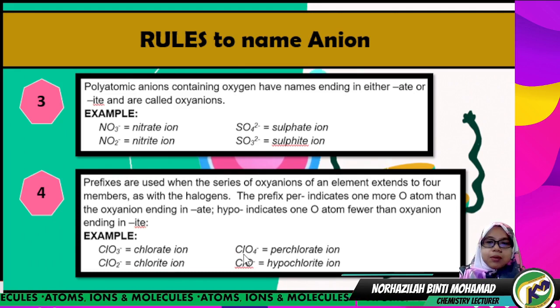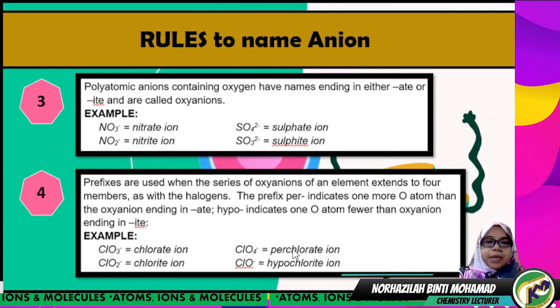Okay, how about this one? ClO4 minus. ClO4 minus contains more oxygen atoms compared to the chlorate ion. It has one more, right? So this one is 3, this one is 4. So instead of chlorate ion, we change the name to perchlorate ion.